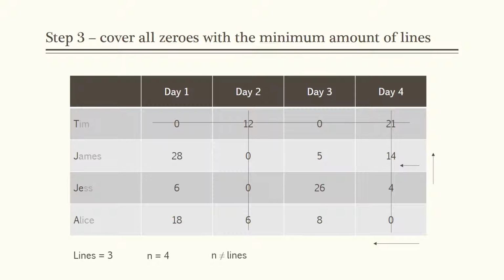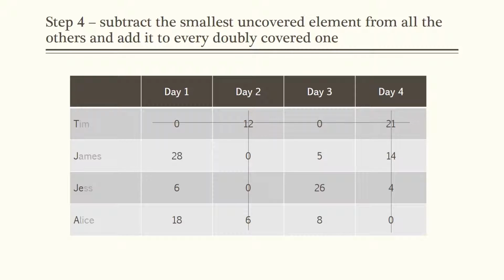As they're not the same, then we need to follow the next step, which is finding the minimum number in the uncovered numbers of the matrix, which in this case would be a 5. And we need to subtract it from all the numbers that are not covered, giving this result.